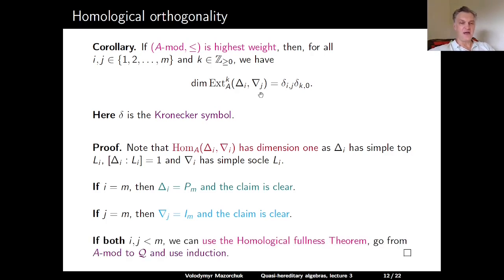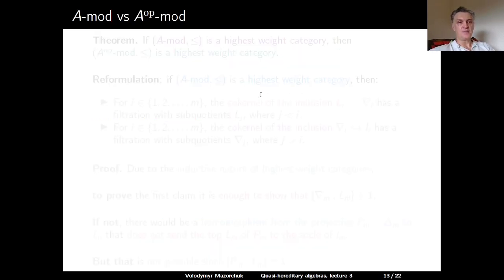If both i and j are strictly smaller than m, then we can use the homological fullness theorem and just forget Ln. We go to Q, to our Serre subcategory, which is generated by all simples except Ln. And so by induction on m, we get the claim. The point of the use of the homological fullness theorem is that going from A-mod to Q preserves all extensions. Great. Now we can formulate our main theorem for today.